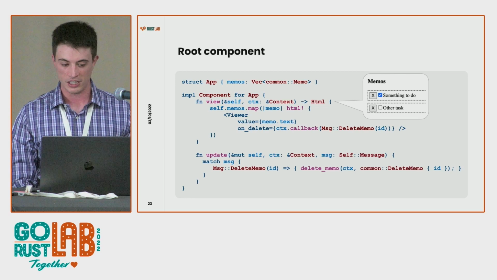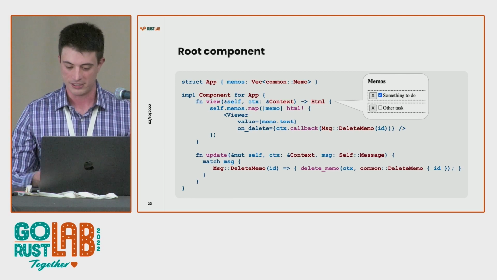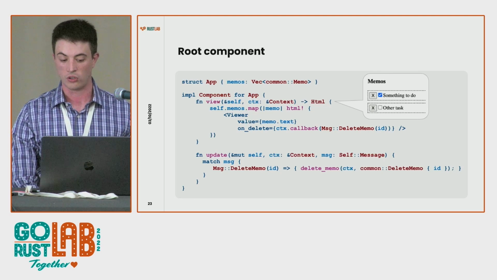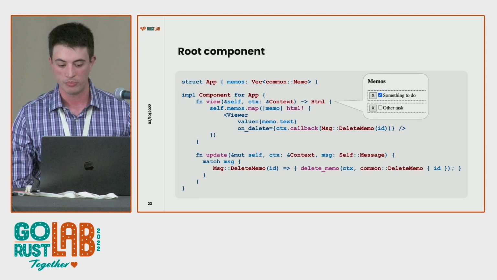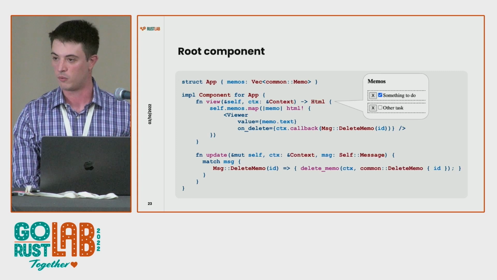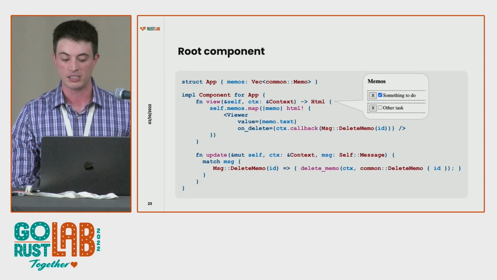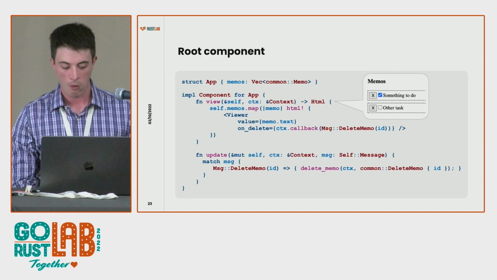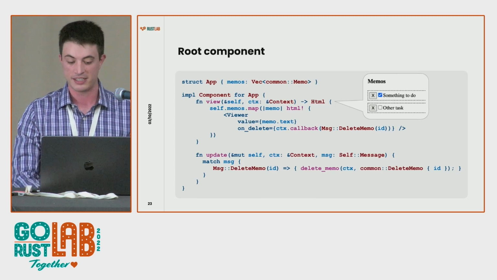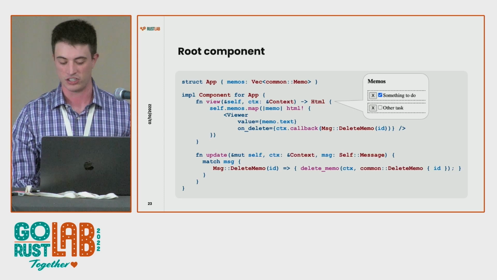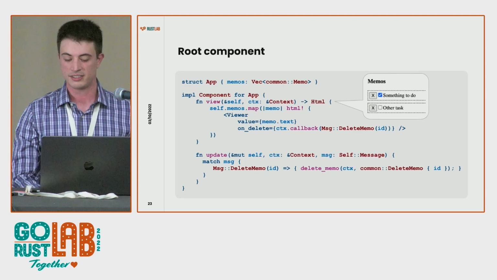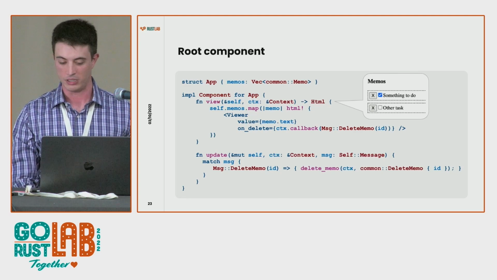So the root component is essentially where the front end starts. You see that in the first line, I define a struct called App, and the state of this App is just a vector of memos. Again, notice that I'm reusing the same common Memo type. Then I implement this Component trait for App, and the first function we need to implement is view. You see that it takes self and context. Context is basically just a reference to the runtime. And what the view does is take the state and generate some HTML that's going to be displayed.